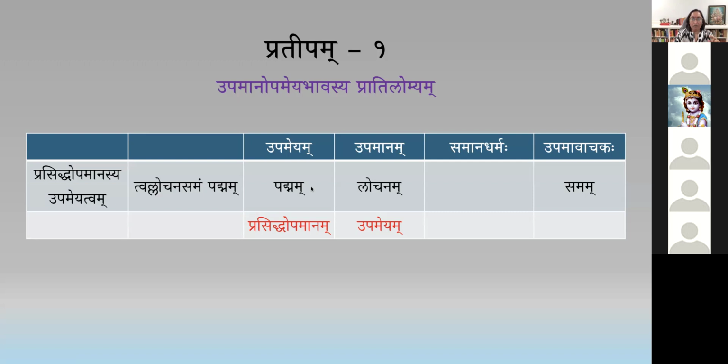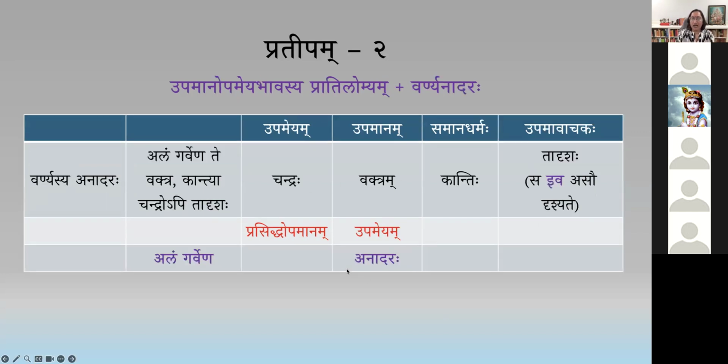Now the second type: he adds something else to this existing Upamana Upameyasya Tatra Vaiparitye. He adds one more condition there, which is Garva, that is, Anadaraha of the Upamanam. So, Alam Garvena Te Vaktra Krantya Chandropi Tadrishaha.